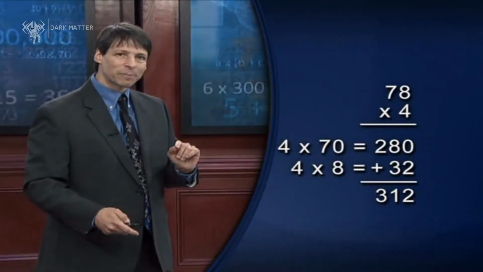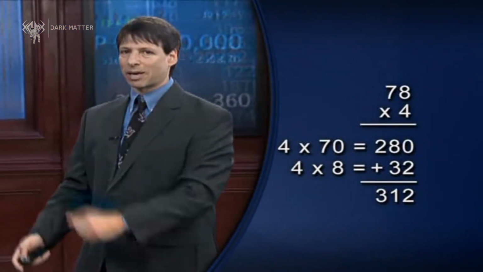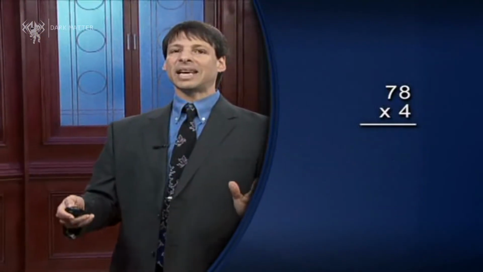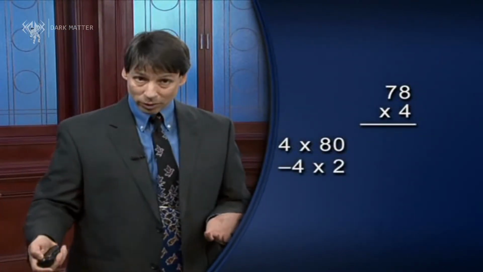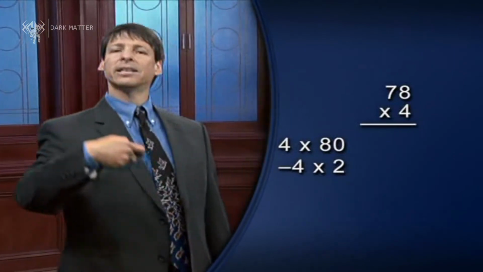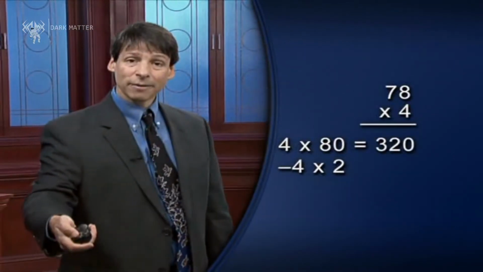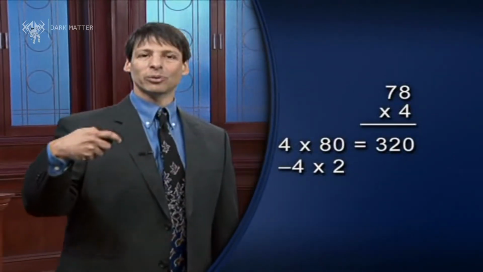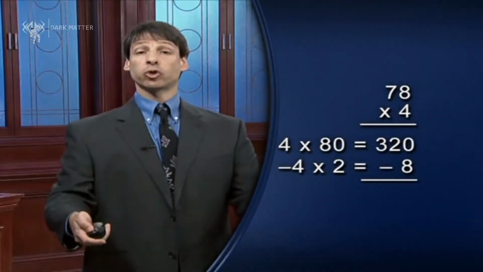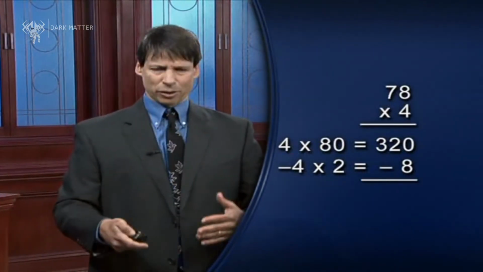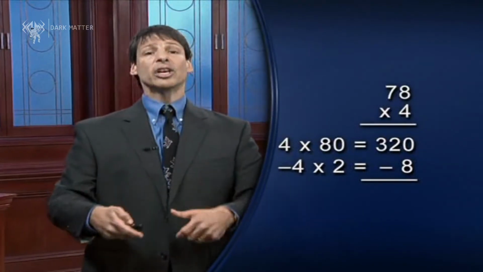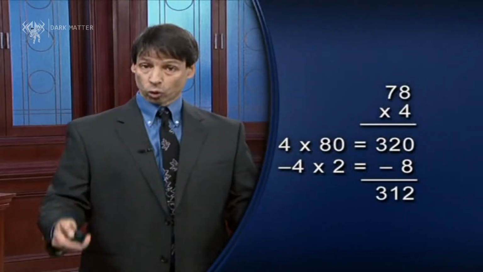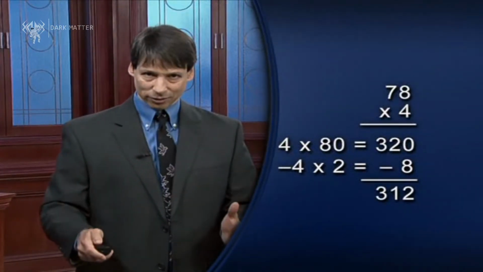Now let's try and do that problem using the subtraction method. Here we'll treat 78 as 80 minus 2. So we'll do 4 times 80, then subtract 4 times 2. 4 times 80 is 320. Minus 4 times 2, that's 8. 320 minus 8, say the 300 if you will, is 312. And that's your answer.